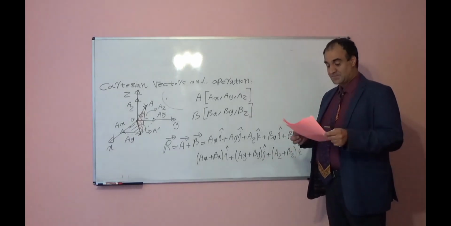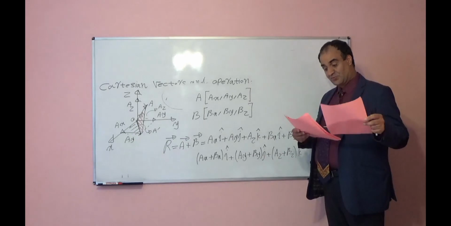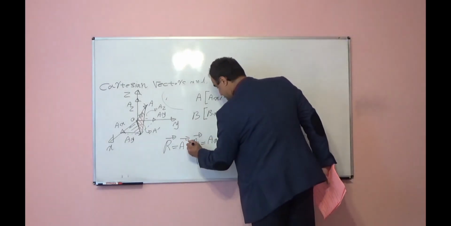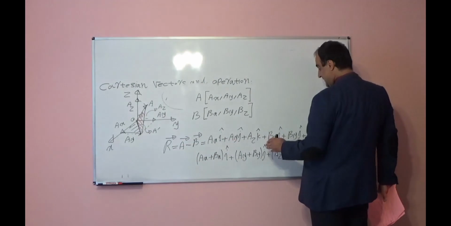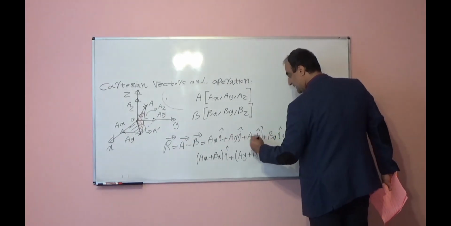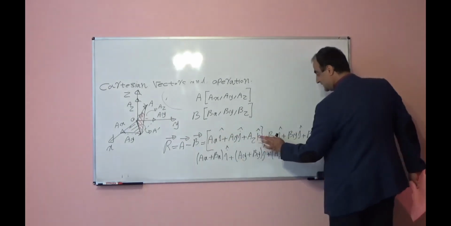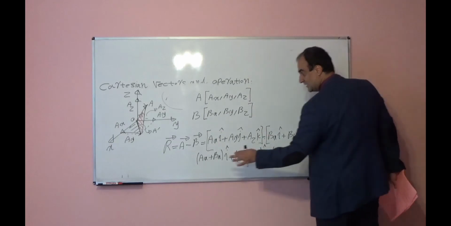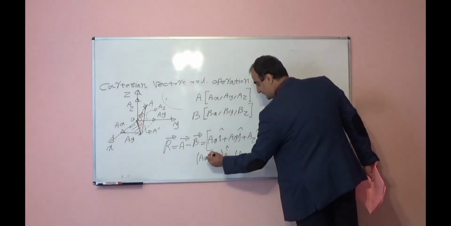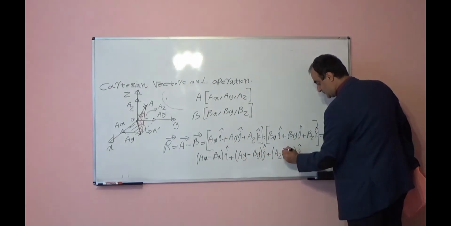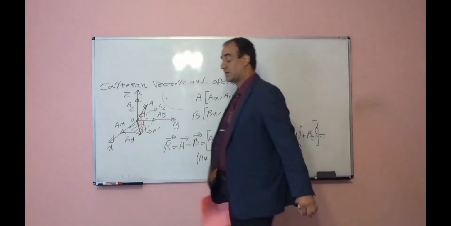How will we subtract two vectors? Again it is the same. For example, A minus B. In that case, you will represent vector A like this, and negative vector B. So here, instead of positive, you will have negative. So this will be subtraction.